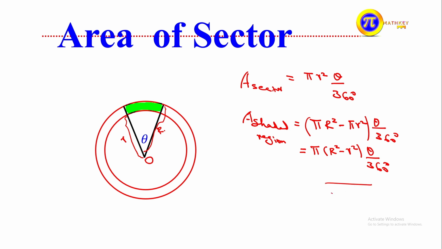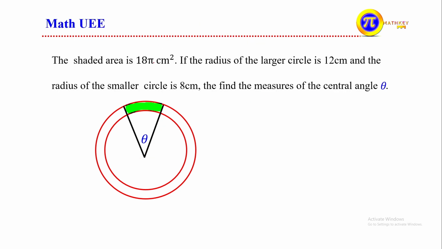Now we apply this formula to find the area of the shaded region, that means between the two sectors. Now let's come to our problem. It says that the shaded area is given as 18 pi centimeter squared. And the radius of the larger circle is 12 centimeter. That means our capital R equals 12 centimeter, with O as the center. The radius of the smaller one, small r, is 8 centimeter. Now we are asked to find the measure of the central angle, that is theta.